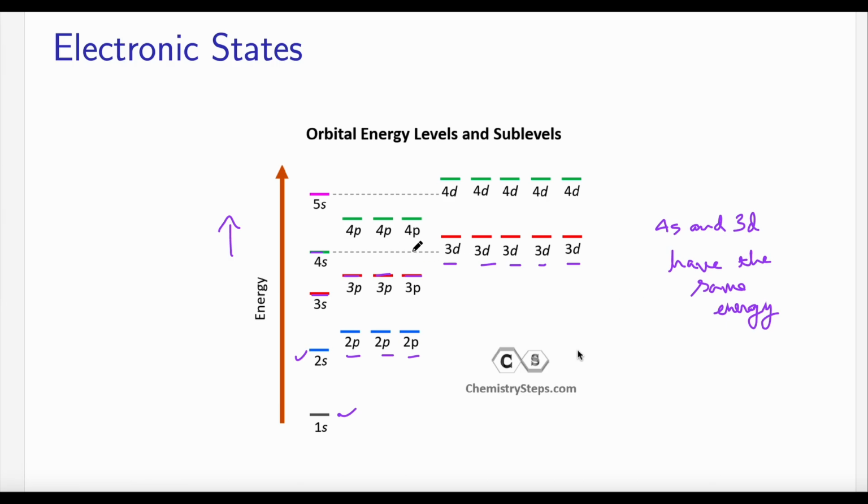After 4s we will have 4p. P means there will be 3 states, so 1, 2 and 3, 4p states. The energy of these states will be higher than 4s. Then we have 4d. For 4d we have 5 states, 1, 2, 3, 4, 5. And then we will have 5s. Again 5s and 4d have the same energy.